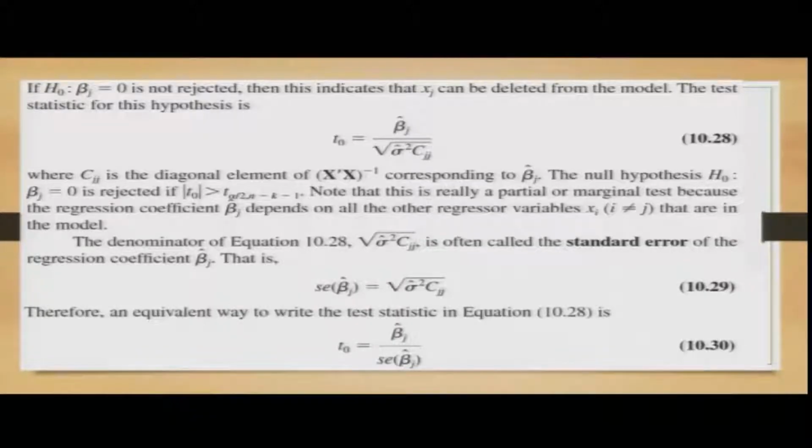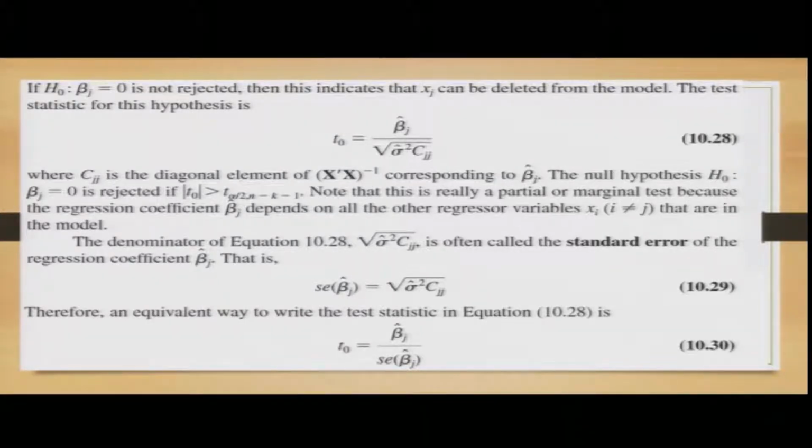And then we would consider things in the subsequent lecture which we are going to cover today. Now, if H naught, which is the null hypothesis beta j is 0, is not rejected, then this indicates that x j can be deleted from the model. So, depending on what our actual hypothesis is, we will consider it accordingly.